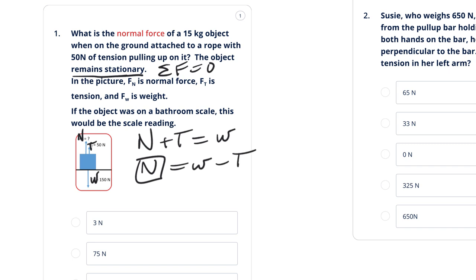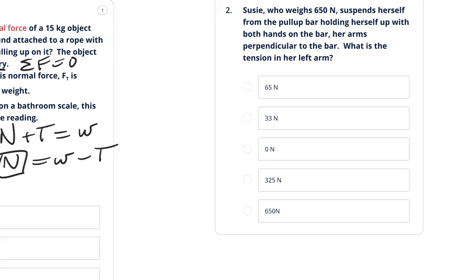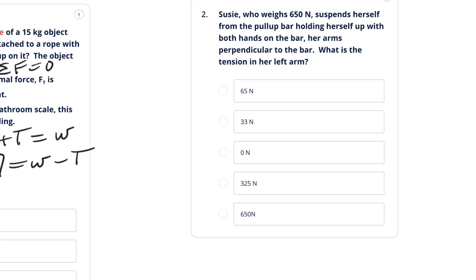less than the weight. Remember in class I said if someone's standing on a scale, the scale reading is a normal force. If someone's standing on the scale and is pulling up on your shirt, pulling you upwards a little bit without taking you off the scale, well, the scale reading is going to be less than your weight. This is the equation for that. Look at number 2.